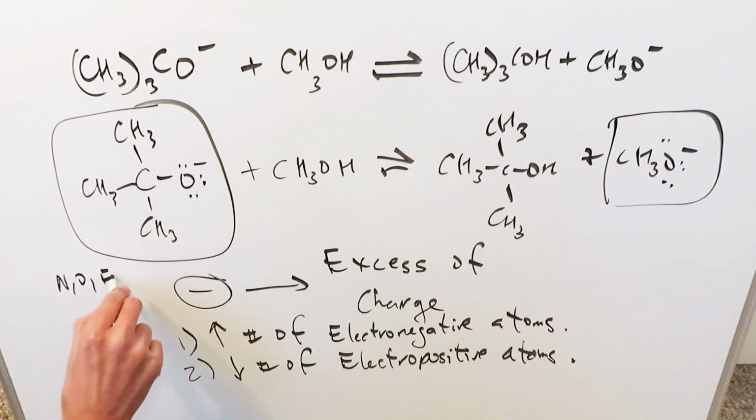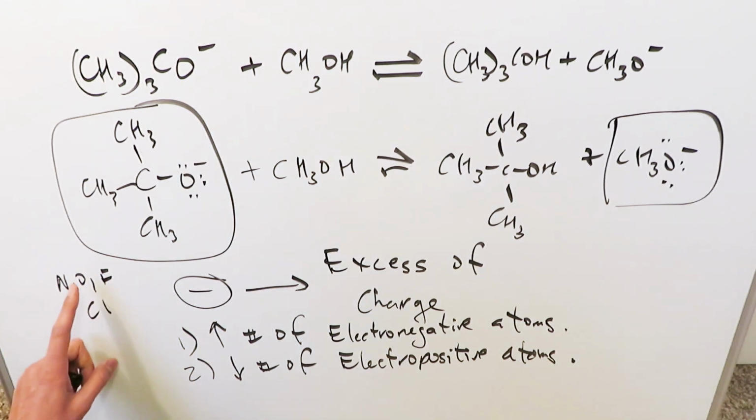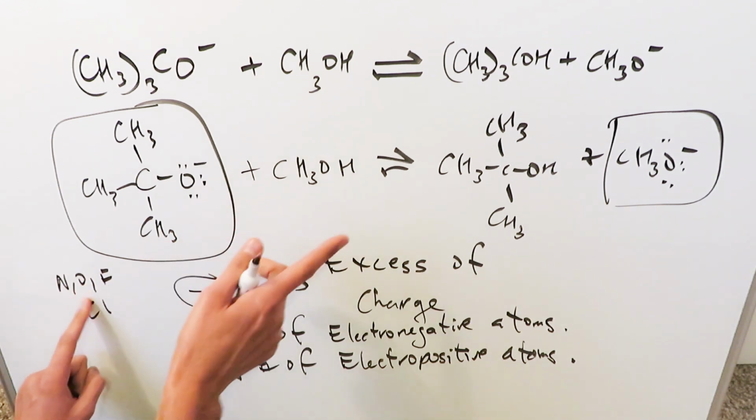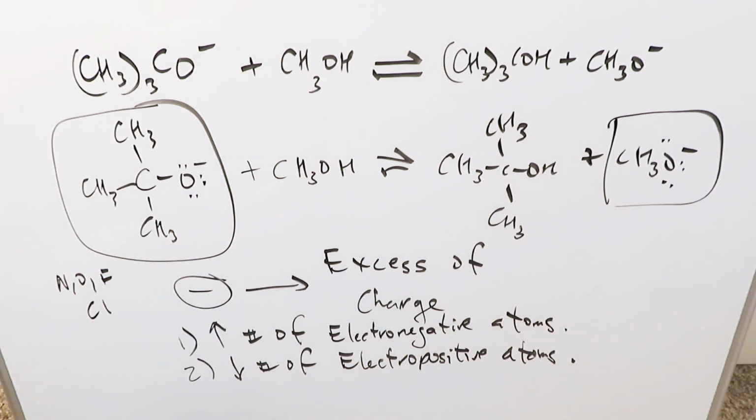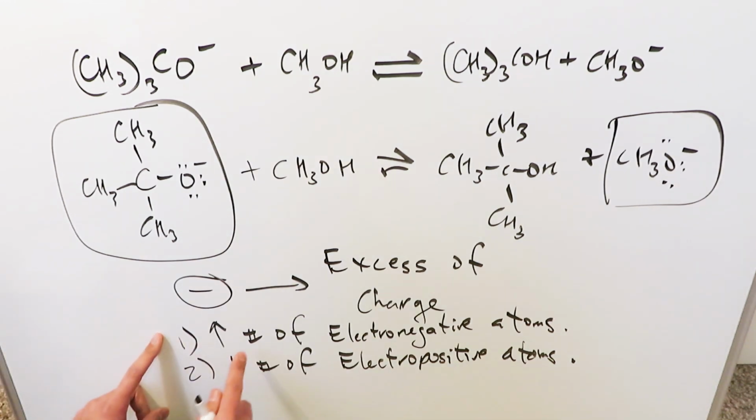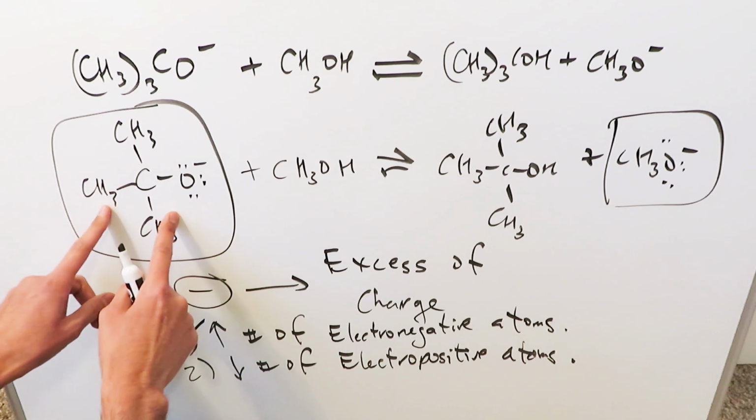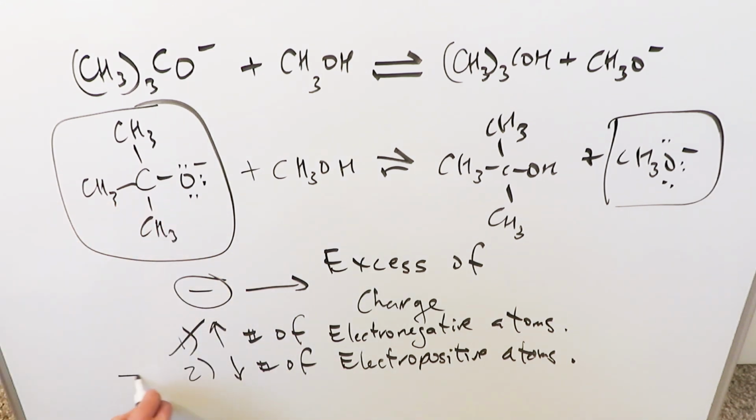Nitrogen, oxygen, fluorine, and even chlorine. You can put chlorine in there. You're not seeing these. The only oxygen you're seeing is the one which is bearing an excess charge because it has a negative on it. It's an anion. When you're looking at these 2 options, you can either increase the number of electronegative atoms. We know we can't do that because we don't have that option. Then you can only focus on this, decrease the number of electropositive atoms.